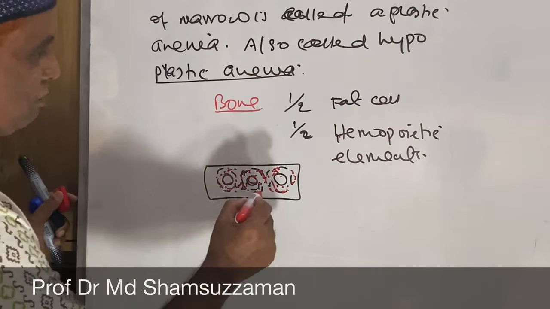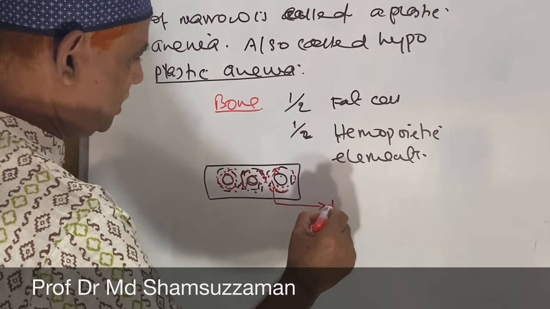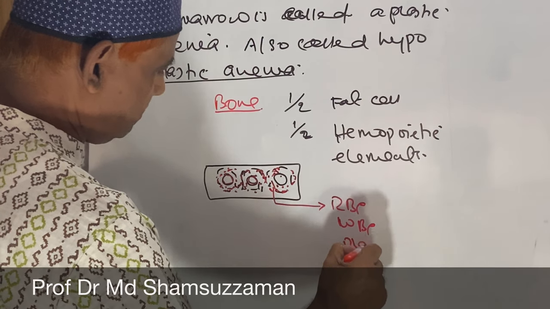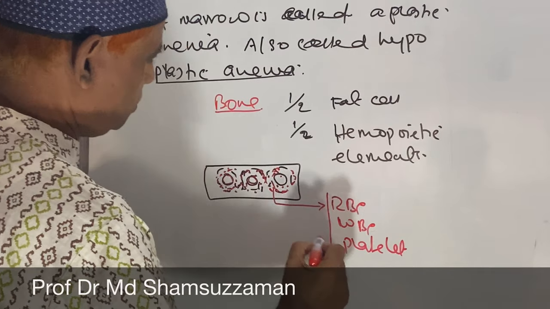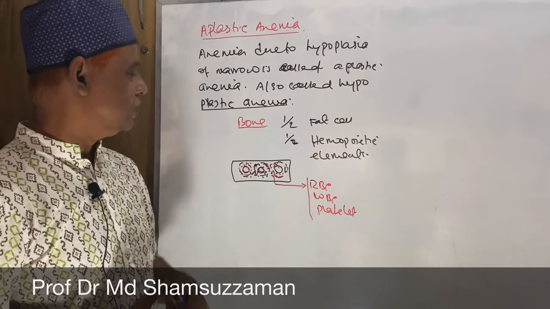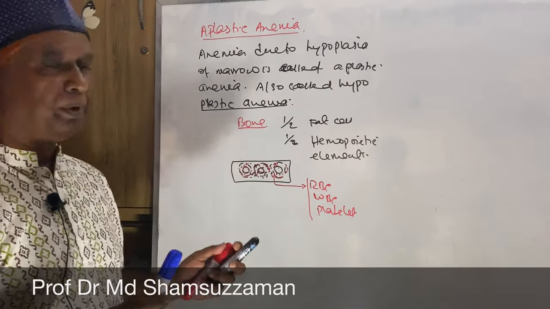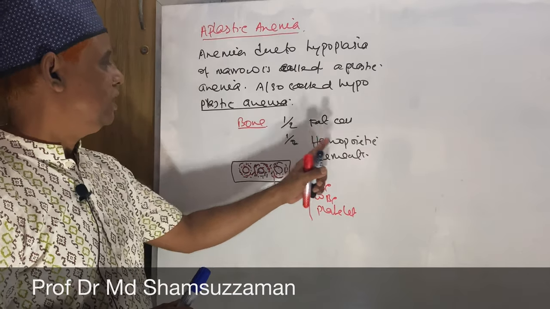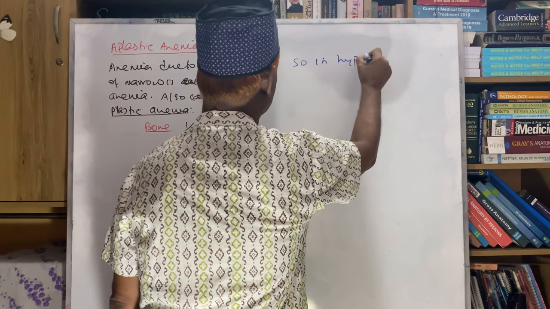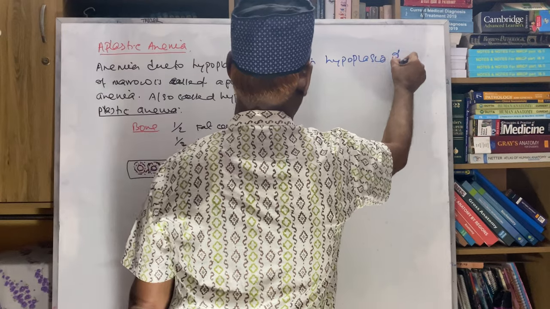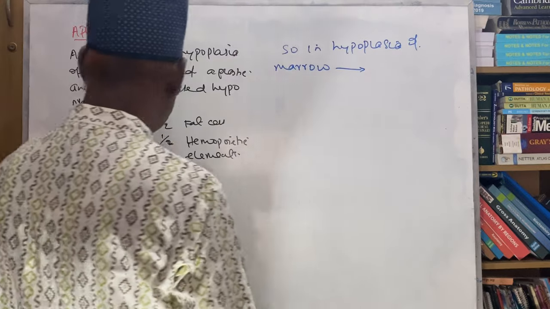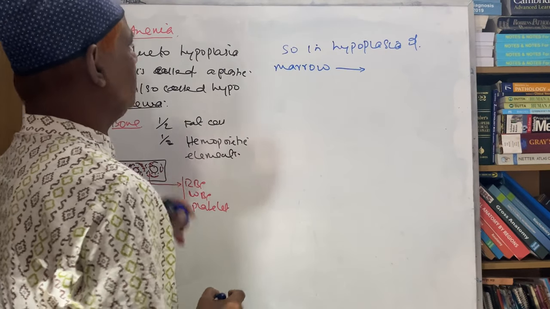And we know from the hematopoietic elements, cells of the RBC series, WBC, platelet, all are produced. If hypoplasia of the bone marrow occurs, what happens? In case of hypoplasia, the hematopoietic element is reduced. So in hypoplasia of marrow, what happens? The decreased or reduced hematopoietic element.